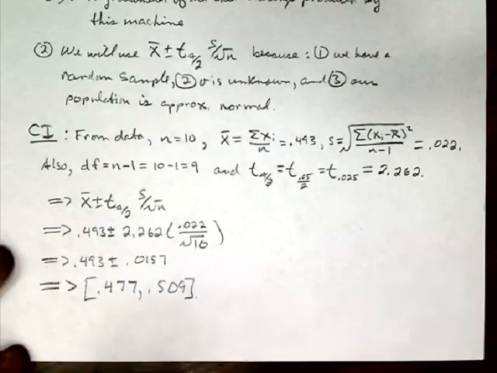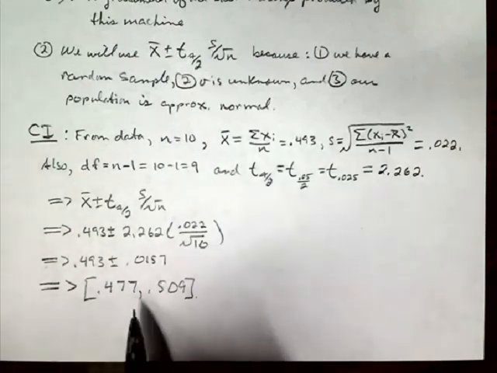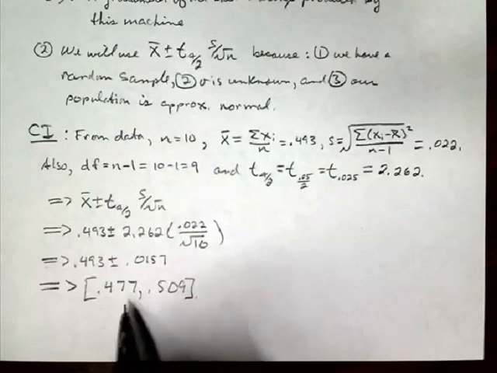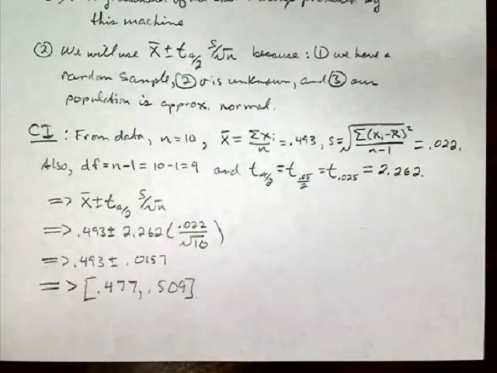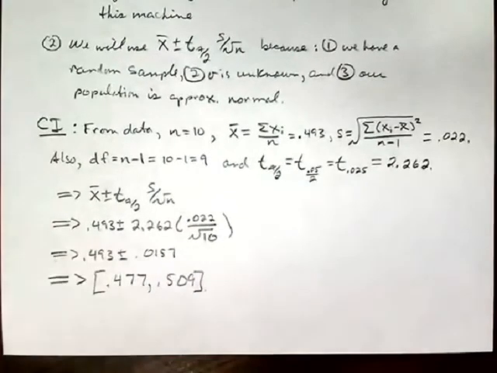It's somewhere in here. And so maybe if you're not super conservative with your machine, you could say, well, I don't have evidence to say that 0.5 is outside of this interval, so maybe it's okay to continue with the machine that's producing these ball bearings at this point. This is an example for computing a confidence interval on a mean when sigma is unknown.